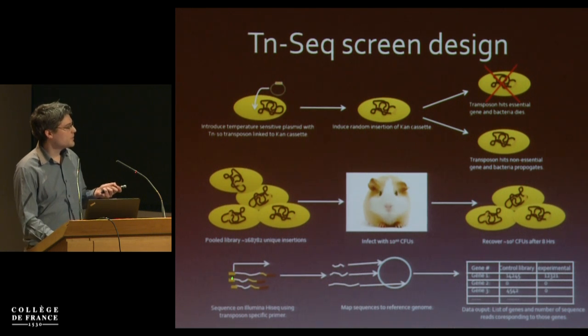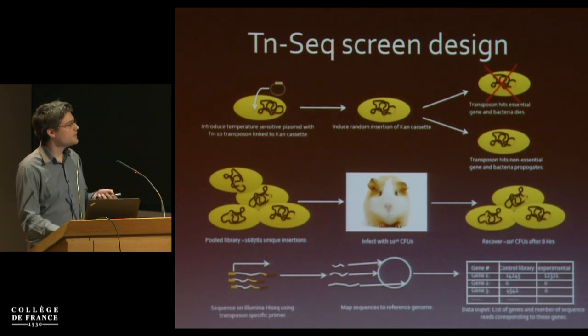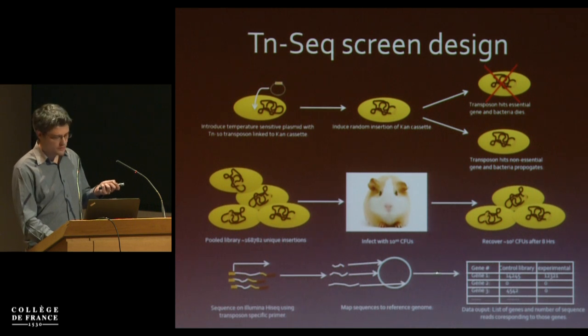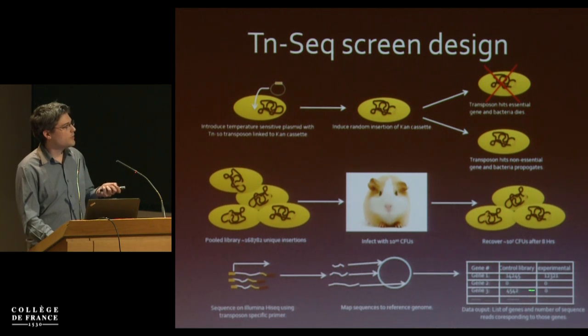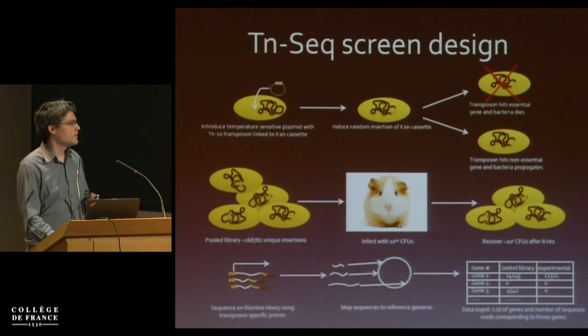Using a primer specific for the transposon that reads into the genome, and then sequencing the transposon genome interface and mapping it to our reference genome, we were able to find genes that were present in the control library but absent in the library that had been passaged through the guinea pigs.